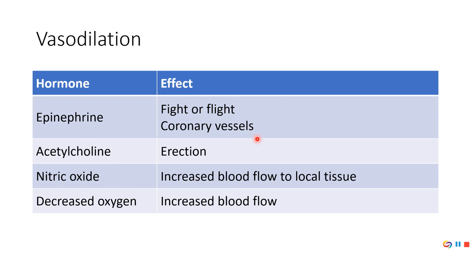Acetylcholine causes vasodilation to allow erection to occur. Nitric oxide actually dilates blood vessels. This is something that happens during exercise. And just the fact that you've got low oxygen will cause increased blood flow.